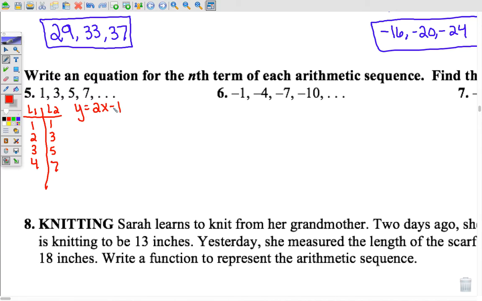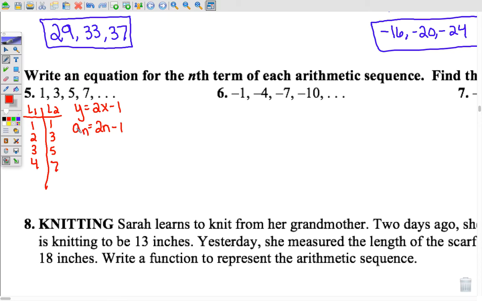Now, here's what we have to do. Okay, this is in terms of X and Y's. What we have to write this in is in terms of this nth term. So here's how we're going to do this. Whenever you have these arithmetic sequences, instead of Y, you write A sub n. Instead of X, you write n. And you have to know this, okay? On your test, it's not going to say Y equals. It's going to say A sub n.